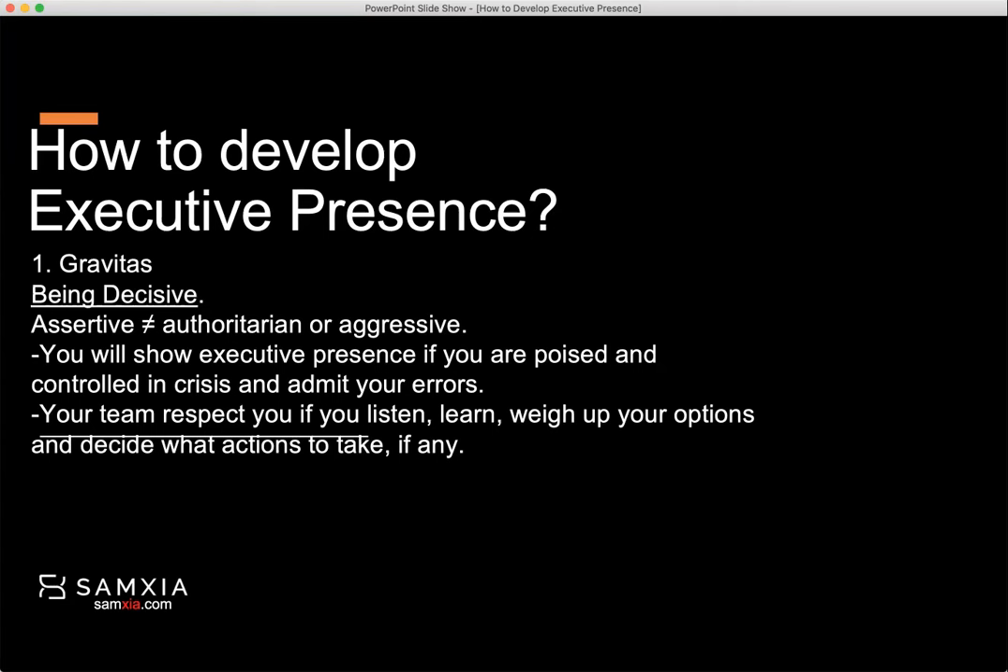When you make errors, that shows you are a human being. Everybody makes mistakes, but you take the accountability to admit your errors and use it as feedback for the group, for the people to learn from the mistakes. And your team respects you if you listen, learn, and weigh up your options and decide what actions to take.